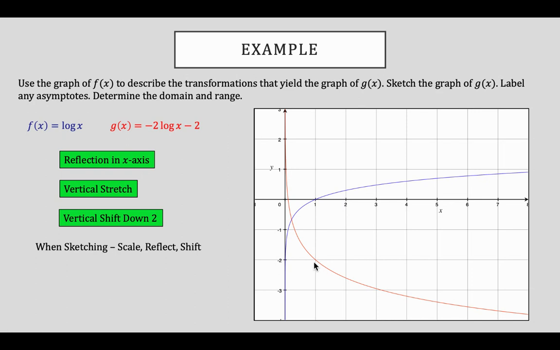So where is my vertical asymptote? Well, the vertical asymptote did not move at all.